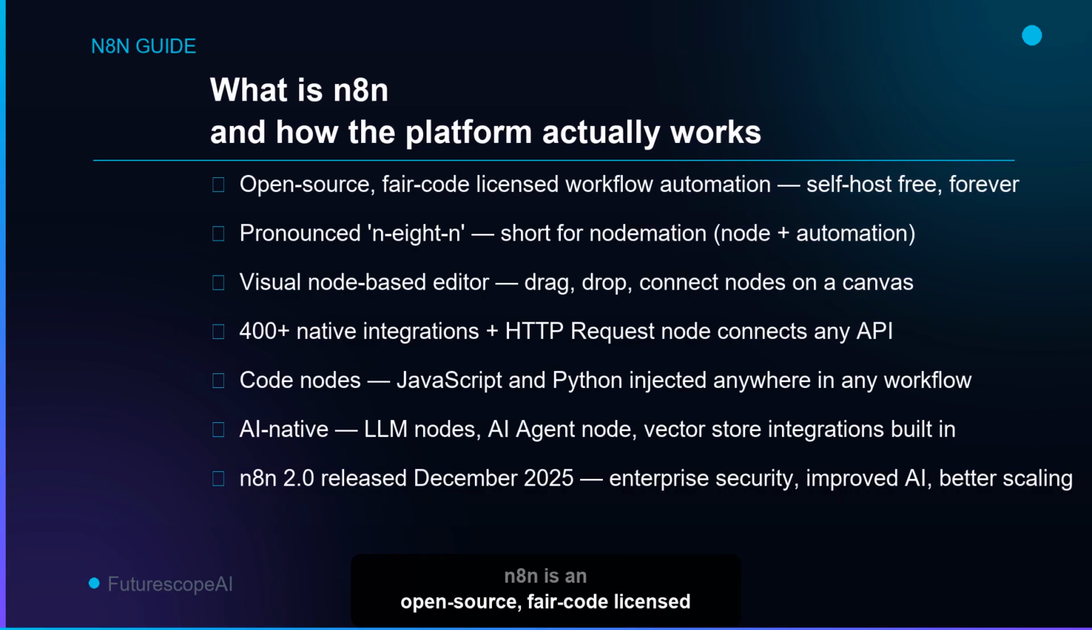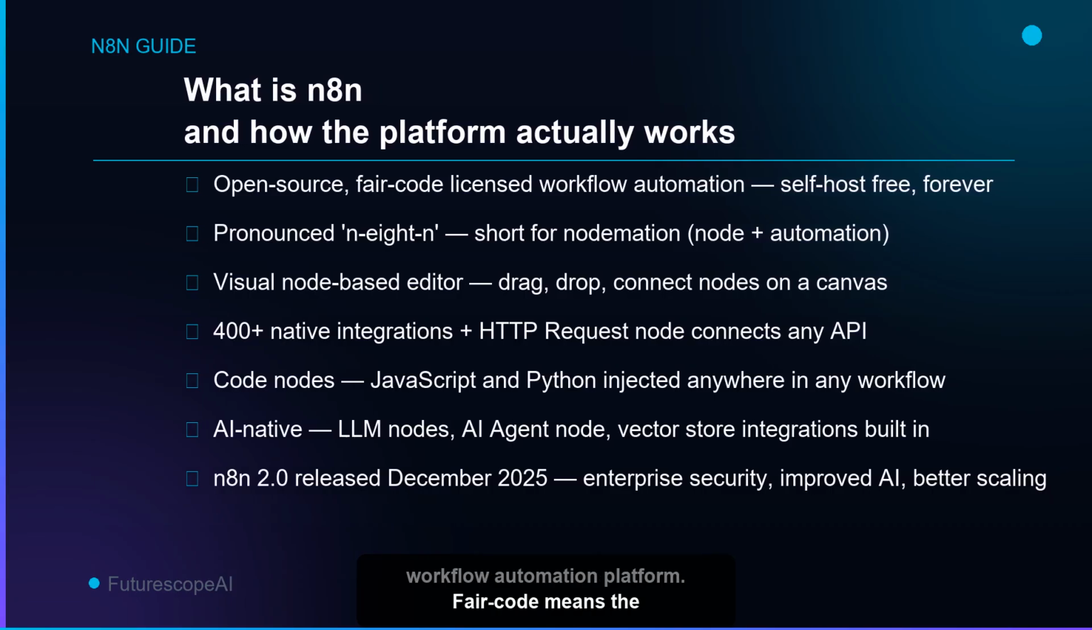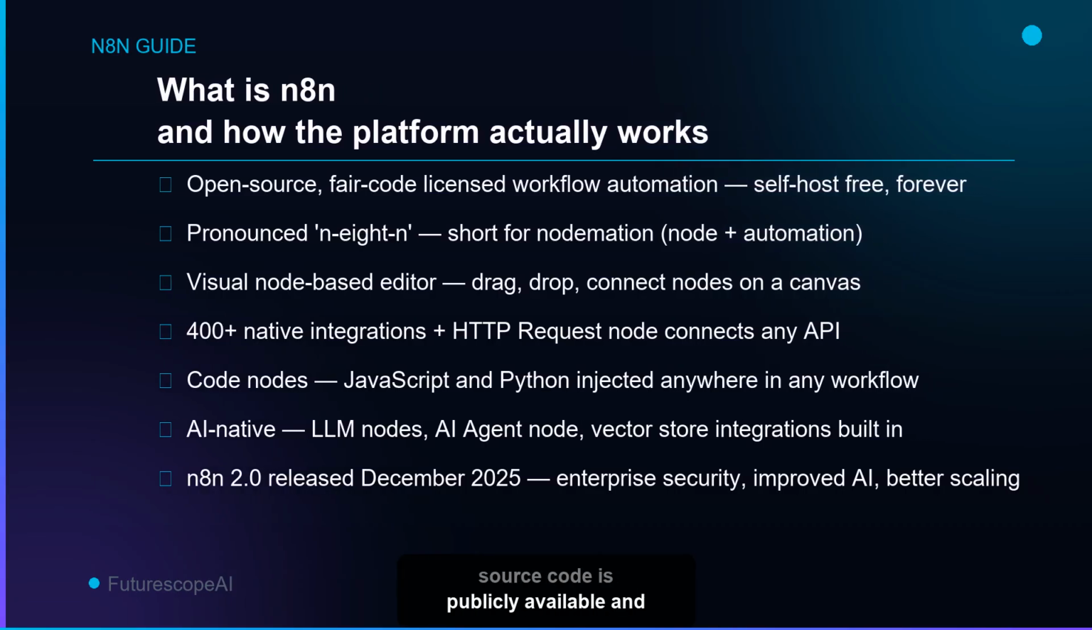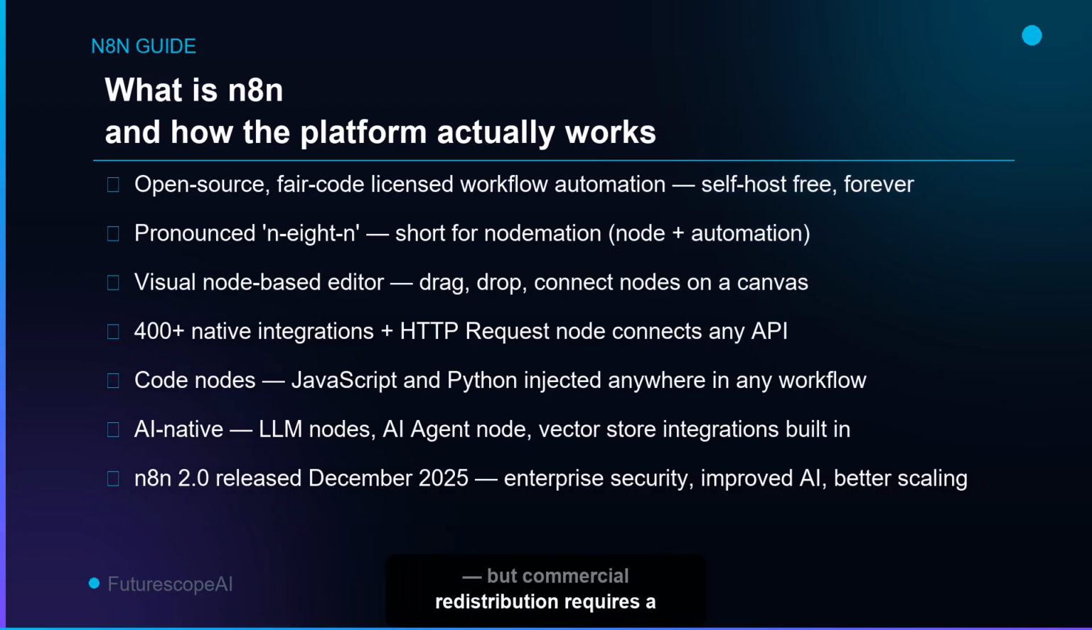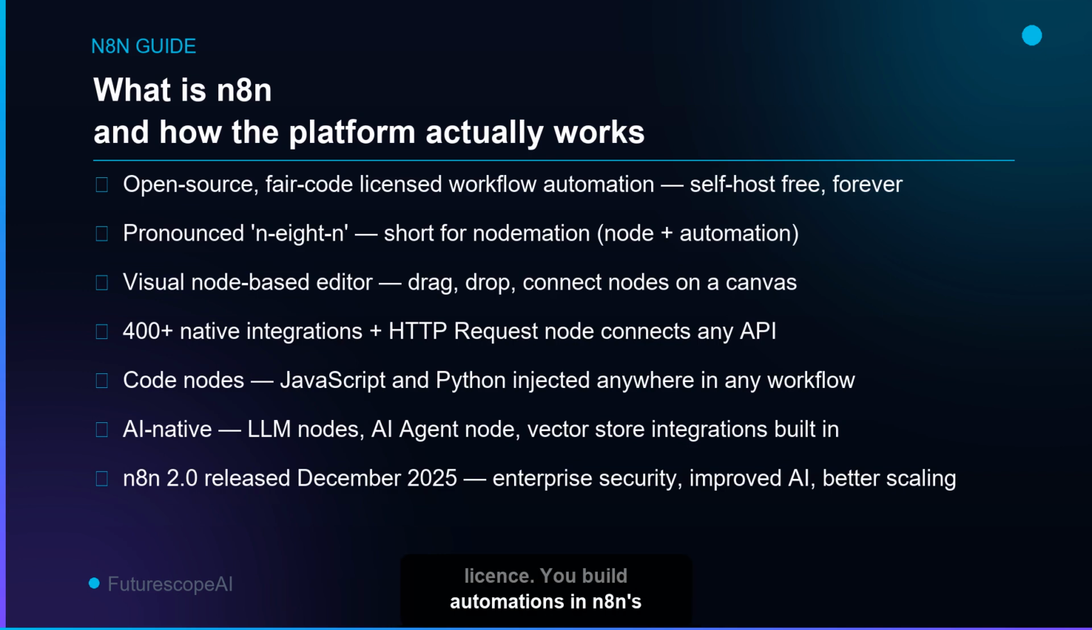n8n is an open-source, Fair-code licensed workflow automation platform. Fair-code means the source code is publicly available and free to self-host for internal use, but commercial redistribution requires a license. You build automations in n8n's visual node-based editor, a canvas where you drag, drop, and connect nodes. Each node is a unit of functionality, a trigger, an action, a logic branch, an AI call, or a custom code block. n8n has over 400 native integrations covering the major business apps, plus an HTTP request node that connects to any API that exists.